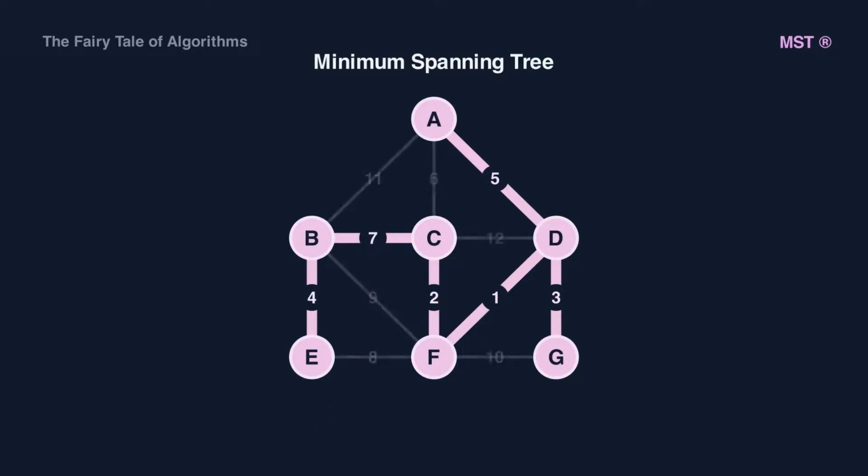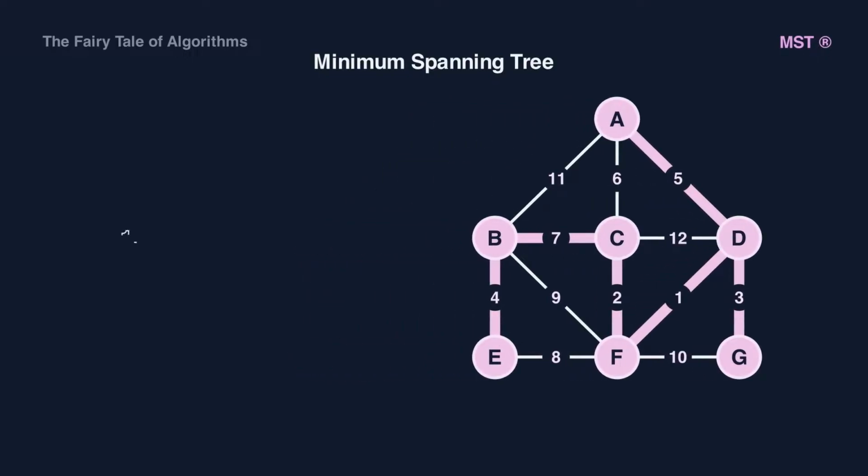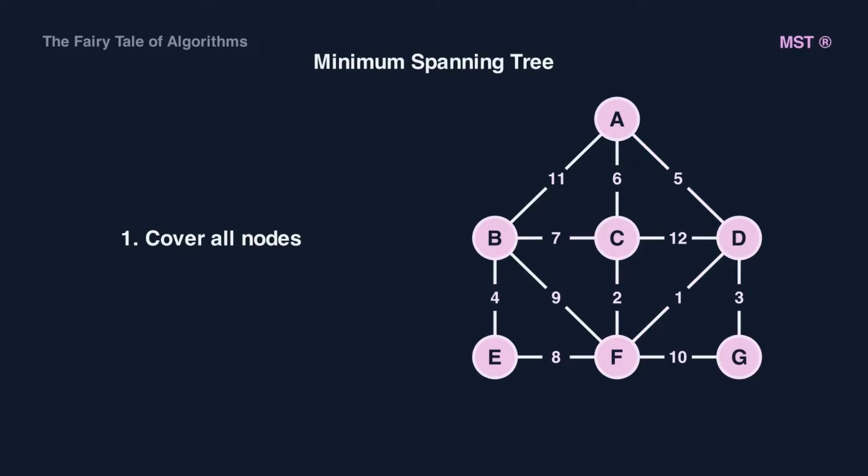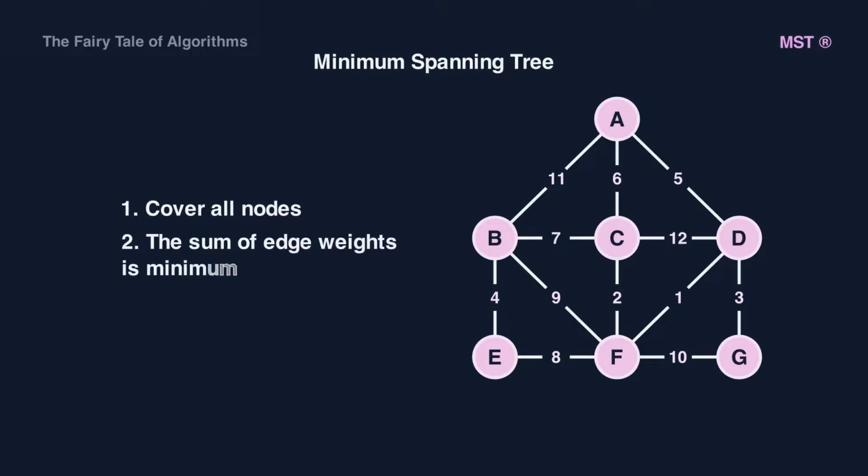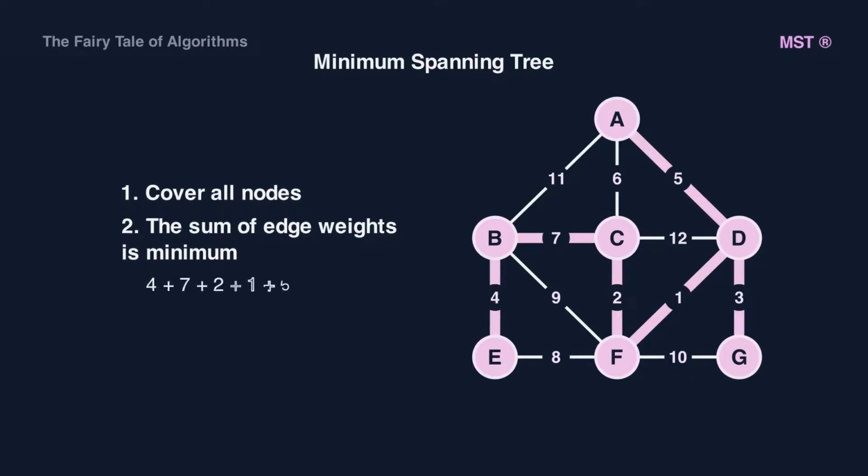What is MST? It's a subgraph of a graph. There are two requirements. Firstly, it has to cover all nodes in the graph. In other words, it has to connect all nodes. Secondly, among all possible combinations that satisfy the first requirement, the sum of the edge weight is the smallest. For example, this is an MST because the total length 22 is the smallest. You'll never find any combination covering all nodes that is less than 22.